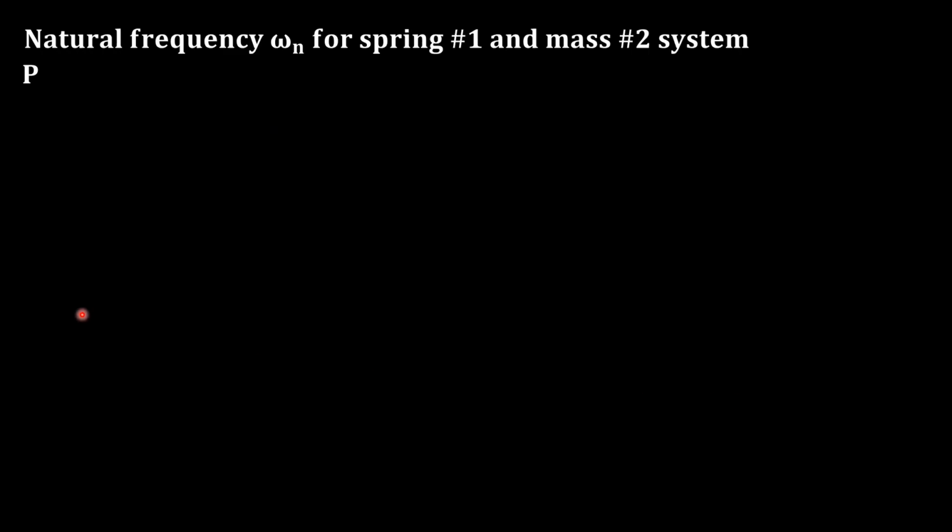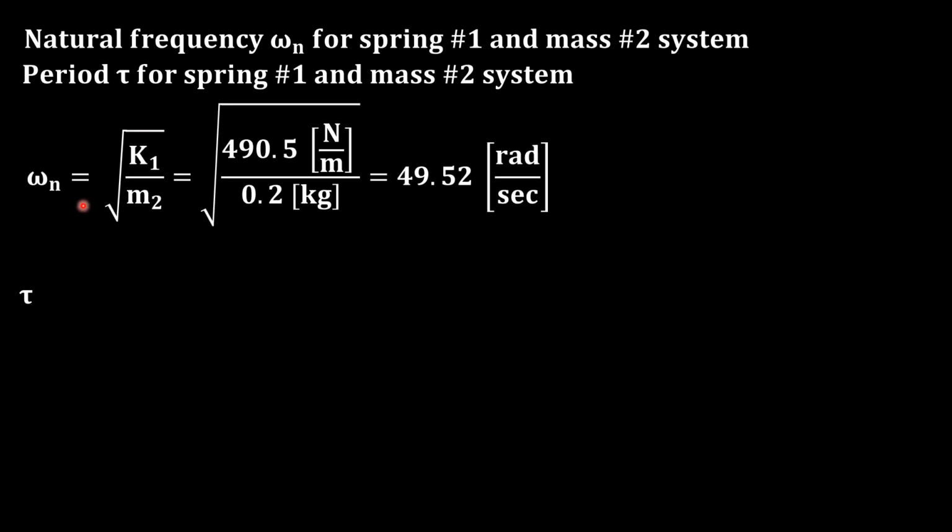All right, so here we set the natural frequency for spring number 1 and mass number 2. And here we want the period for spring number 1 and mass number 2. So here the natural frequency, we got it by replacing the found values, got 49.52 radian per second. And tau is 2 pi over 49.52 radian per second. And when you plug this into your calculator, it will give you 0.127. That's how much time it takes to complete one cycle.